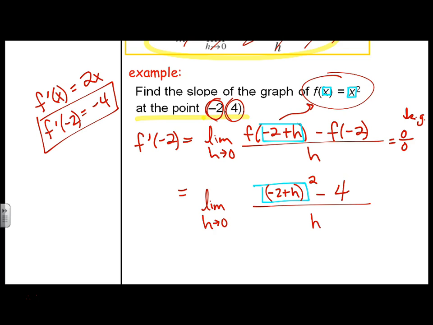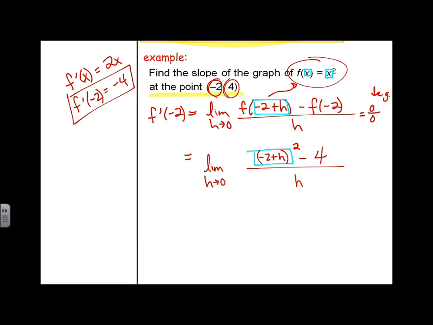Now, the sad thing is, kiddos, nothing's gotten canceled. We've just rewritten. So if we tried to plug in right now, we would get 0 over 0 again. It's because we still need to keep going. What can we do now that we have it all written down as a function? Yeah, that's FOIL stuff. So as we FOIL.